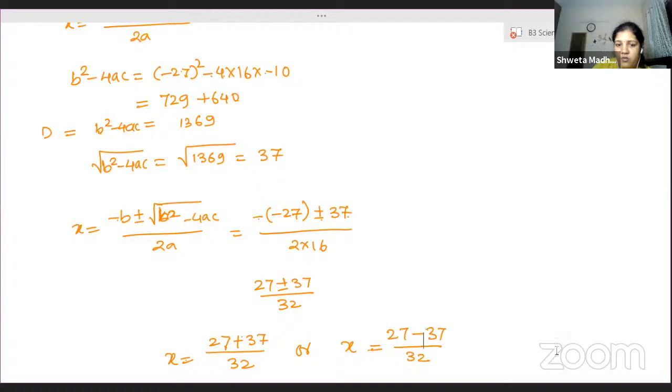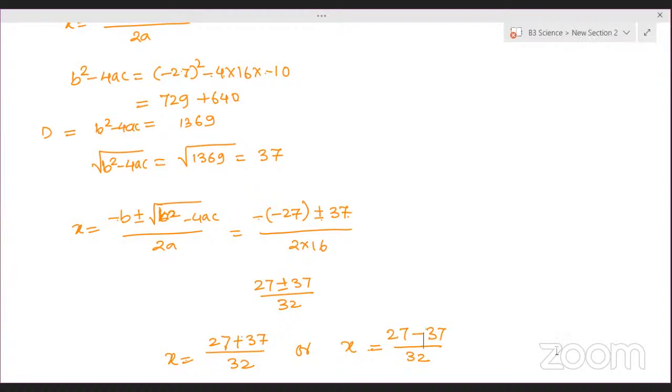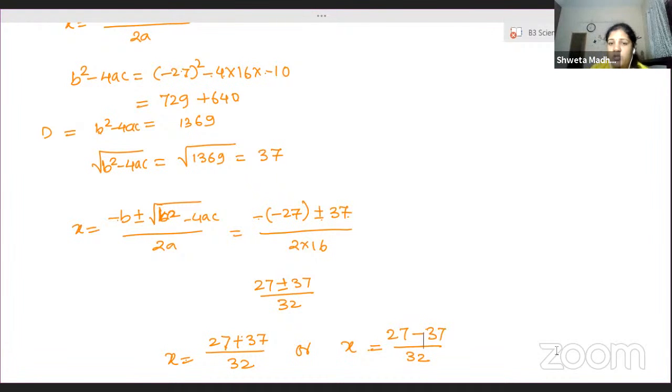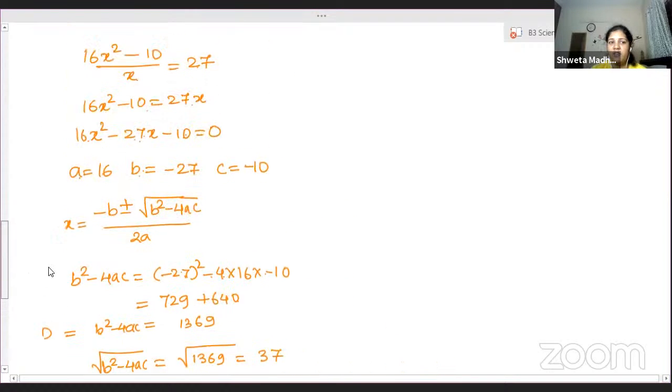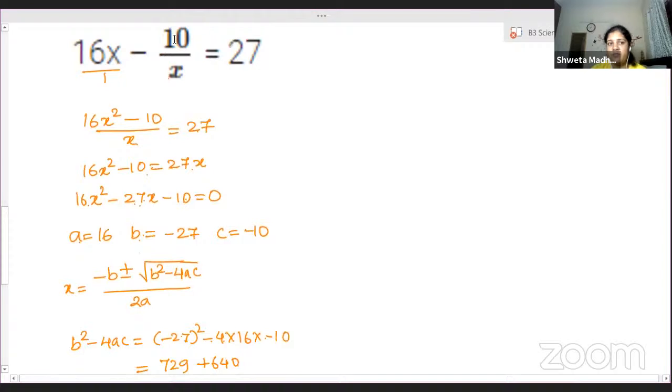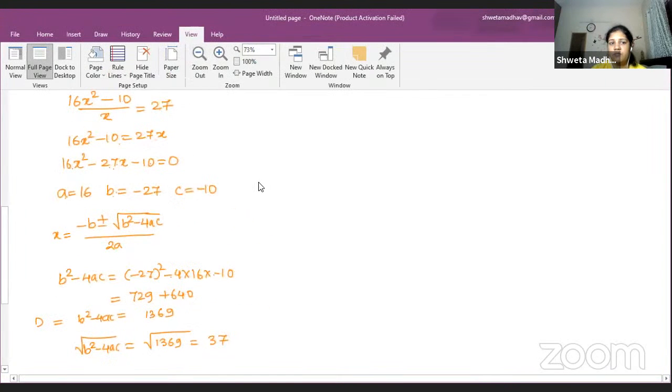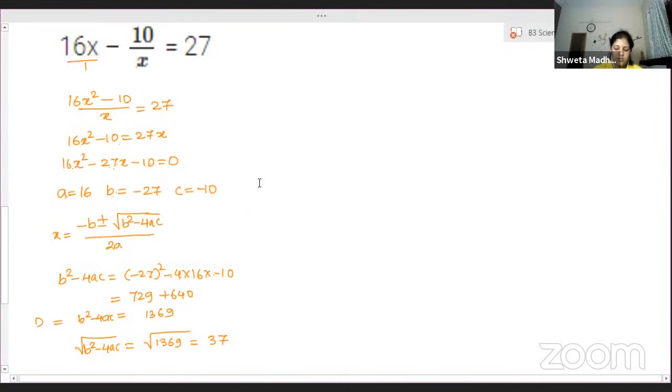Will they ask in a specific way to do it? No. You can solve by any way. There is no method. They won't ask you to solve by quadratic formula or anything. You can use any method.